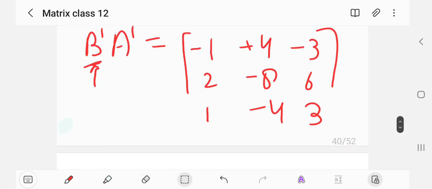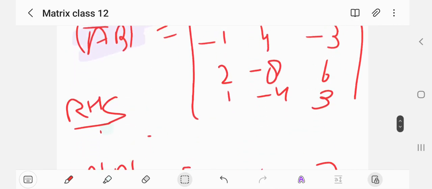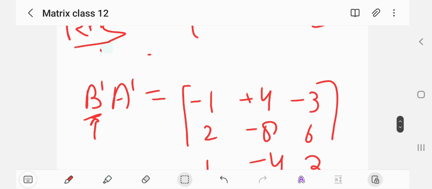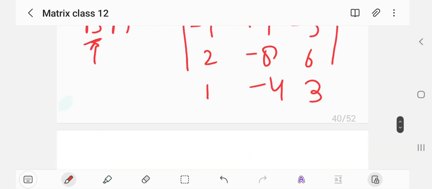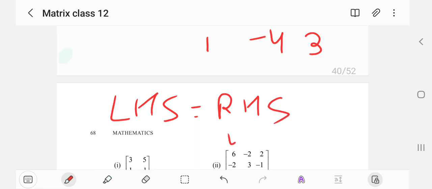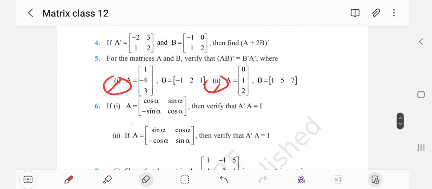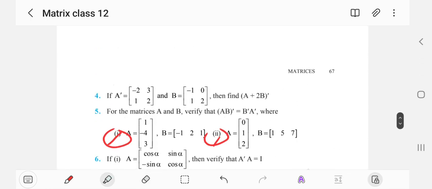This is LHS and this is RHS. If you examine them, both of them are exactly the same. Hence we can conclude that LHS is equal to RHS. Hence it is verified. In this way you will approach this question. The second part is on exactly similar lines, you can do it by yourself.